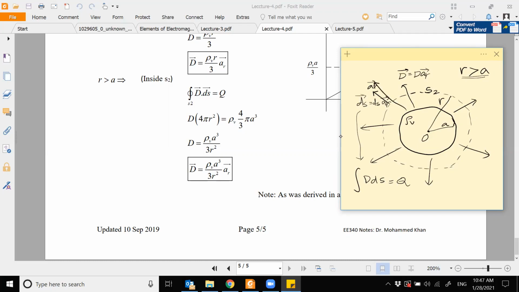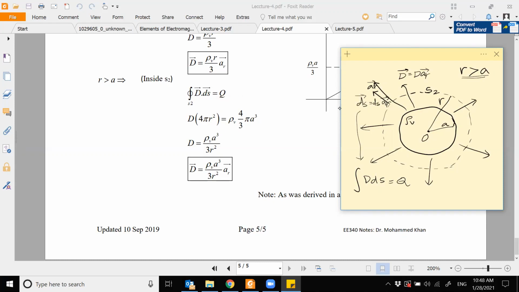So this is your D and this is your dS bar. They are parallel because aR dot aR will again become 1. So it will be simply the integration of this D, which is unknown, multiplied by dS, equal to the charge enclosed. And again, you can take D outside. Then the integral of the spherical shell surface area will be 4 pi r squared, because we assumed r as the radius of this closed Gauss surface S2.